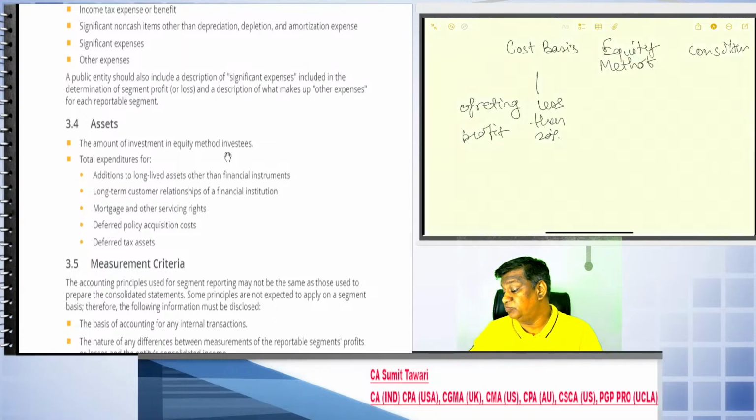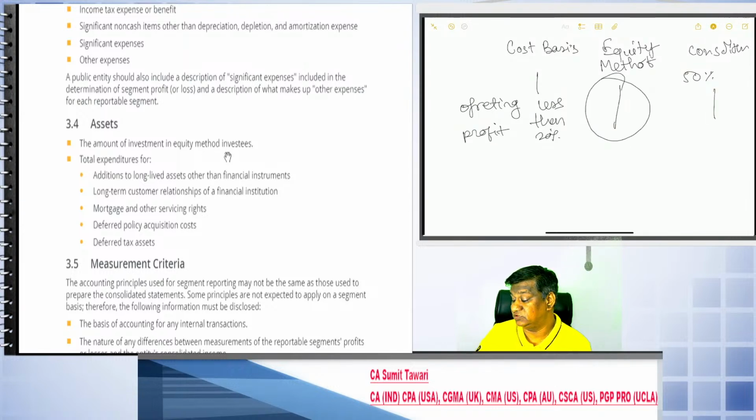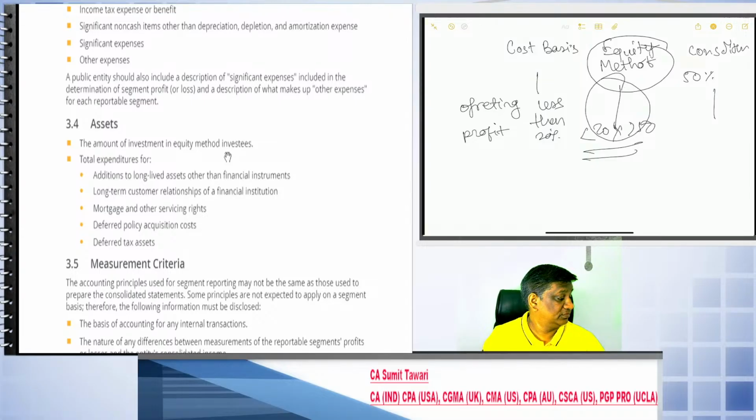If it is more than 50%, then we do the consolidation. So in standalone financials, there is no need for segment reporting. We only use the equity method when the acquisition is more than 20% and less than 50%. If this is the situation, then and only then we need to consider this as an asset.